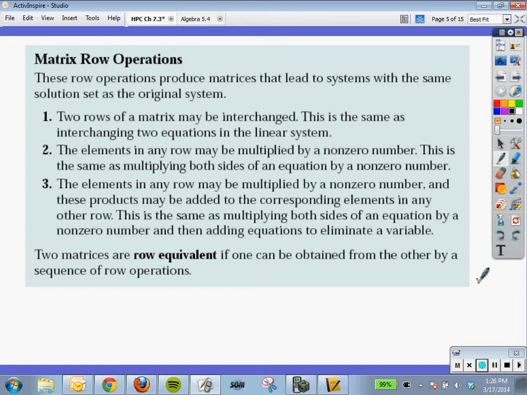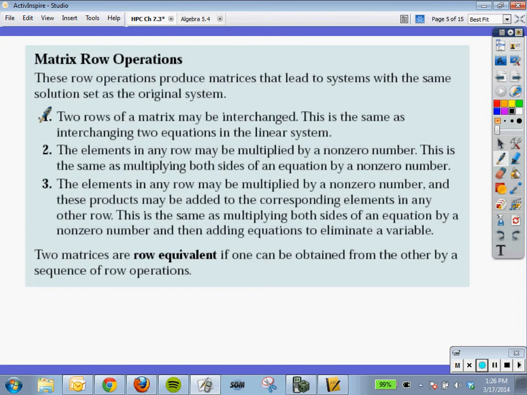It says these row operations produce matrices that lead to systems with the same solution set as the original system. So two rows of a matrix may be interchanged. This is the same as interchanging two equations in a linear system. So you guys, if you had one equation on top of another, it doesn't matter if you flip those around, right? Okay, same thing with matrices. You can flip rows around and it's okay, it doesn't matter.